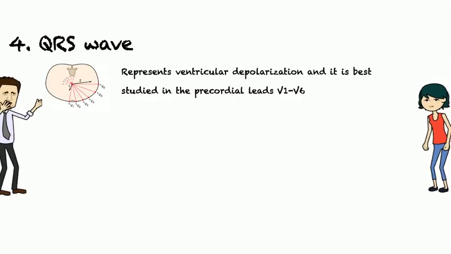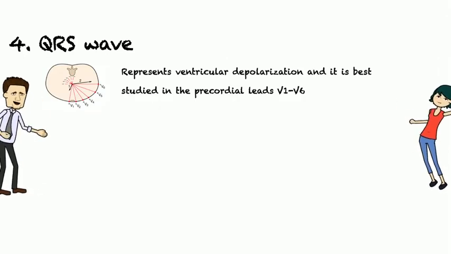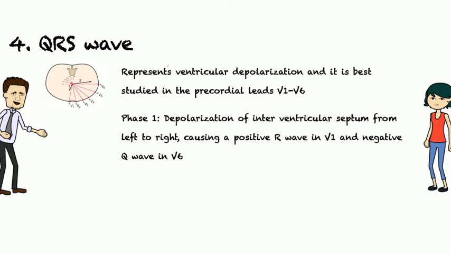QRS waves represent ventricular depolarization and are best studied in the precordial leads V1 to V6. It can be divided into two major phases. In phase 1, there is depolarization of the interventricular septum from left to right, causing a positive R wave in V1 and a negative Q wave in V6.